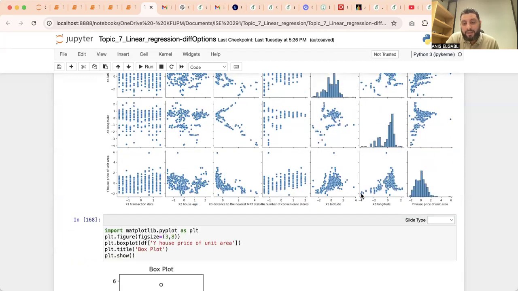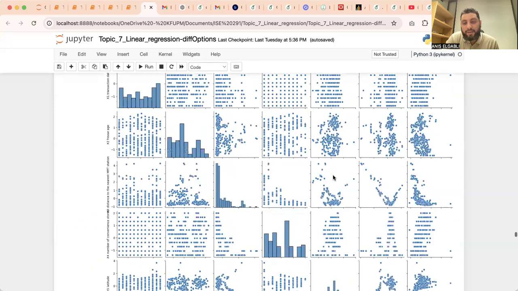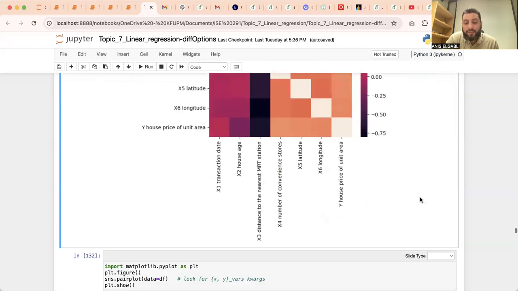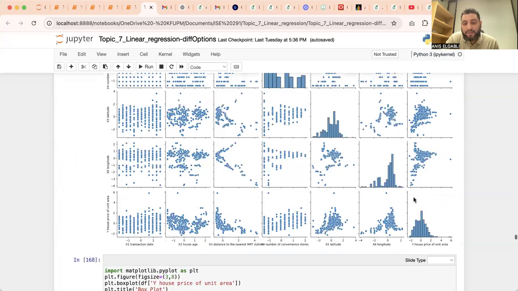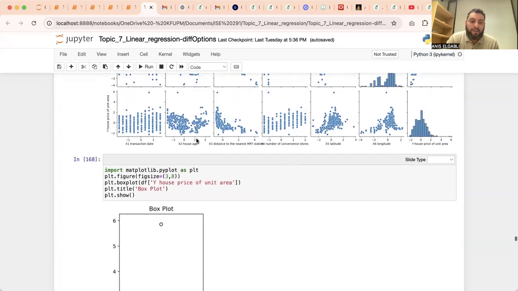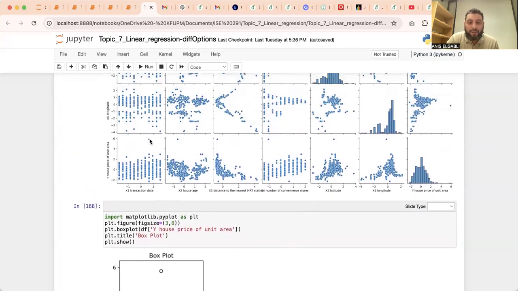Same applies to this and this. On average, as x5 increases, y increases, but there is high variance. That's why we see there is correlation. It's not very strong, but there is correlation. Same applies to this one here. Maybe after some point it starts to decrease, but let's assume that up to here, on average, it's increasing. And when I looked at this, I found some outliers.